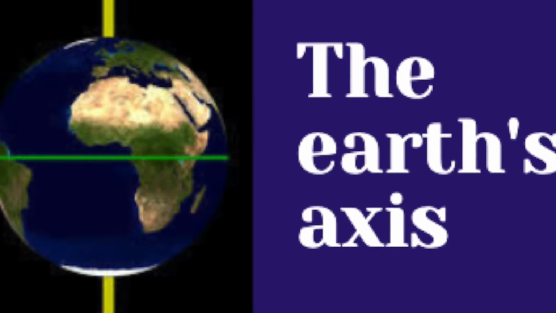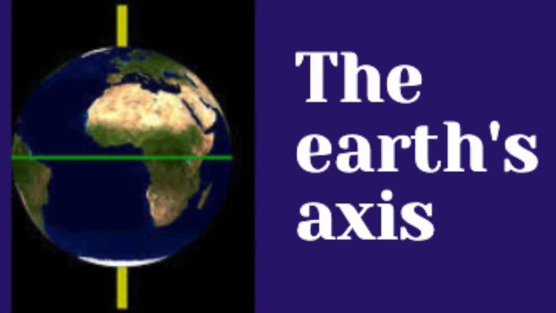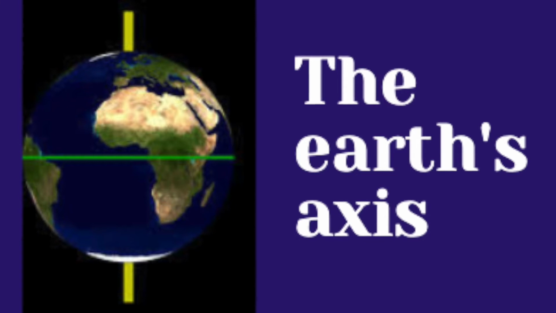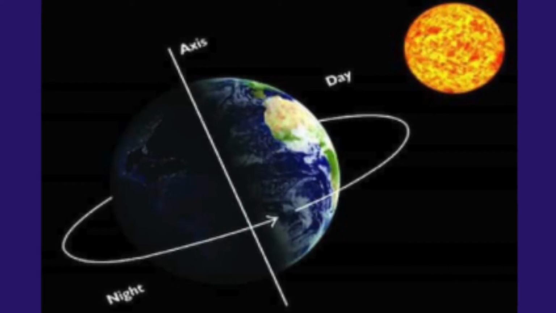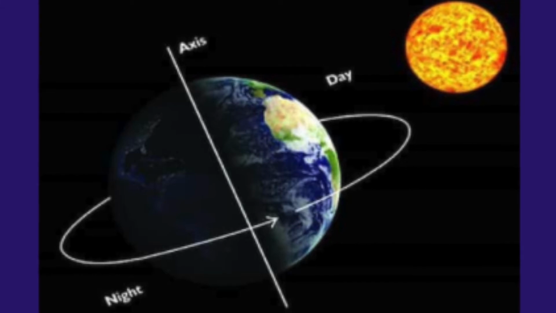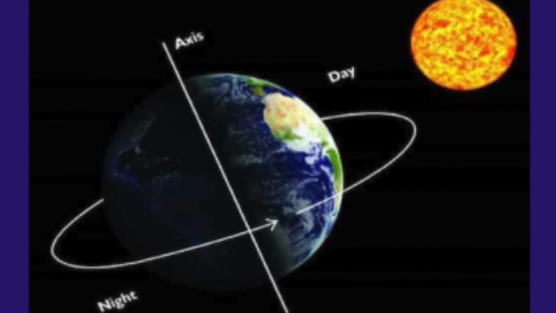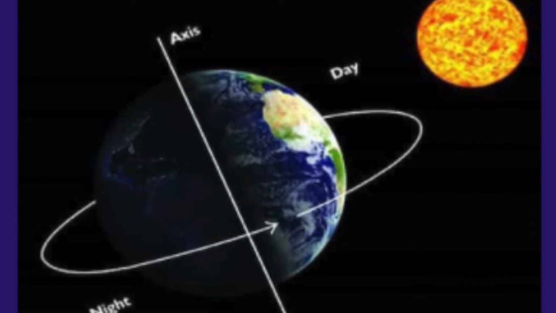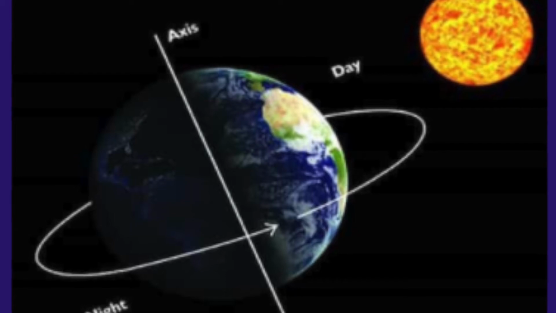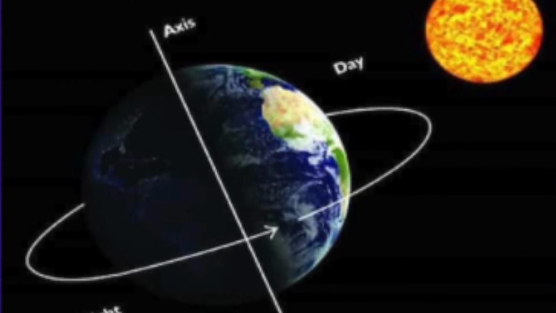We can picture a line going through the Earth from the North Pole to the South Pole. This imaginary line is called the Earth's axis. You can think of this like a wheel on a bike. The Earth rotates or turns on its axis. Earth's rotation causes the cycle of day and night. One full rotation, so one full turn, takes 24 hours, or a day.